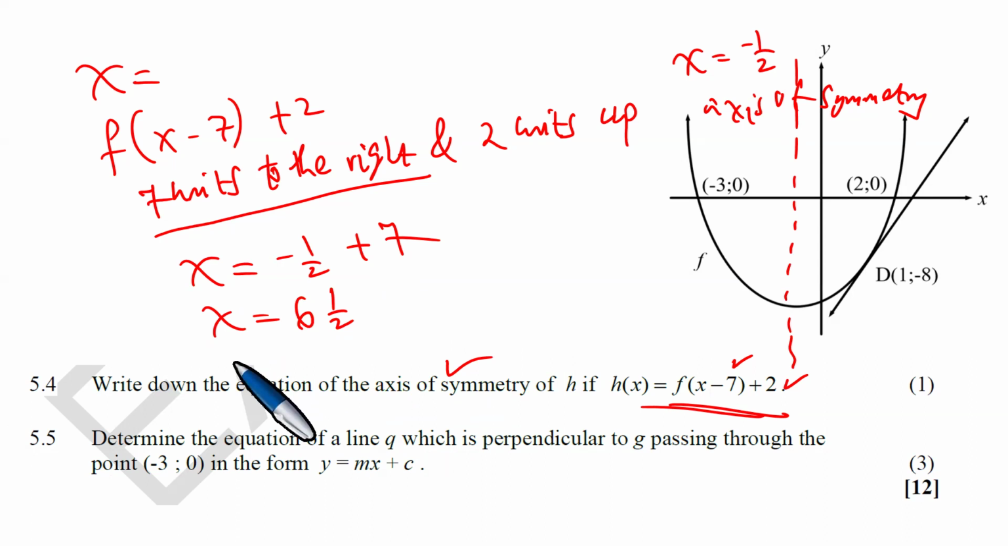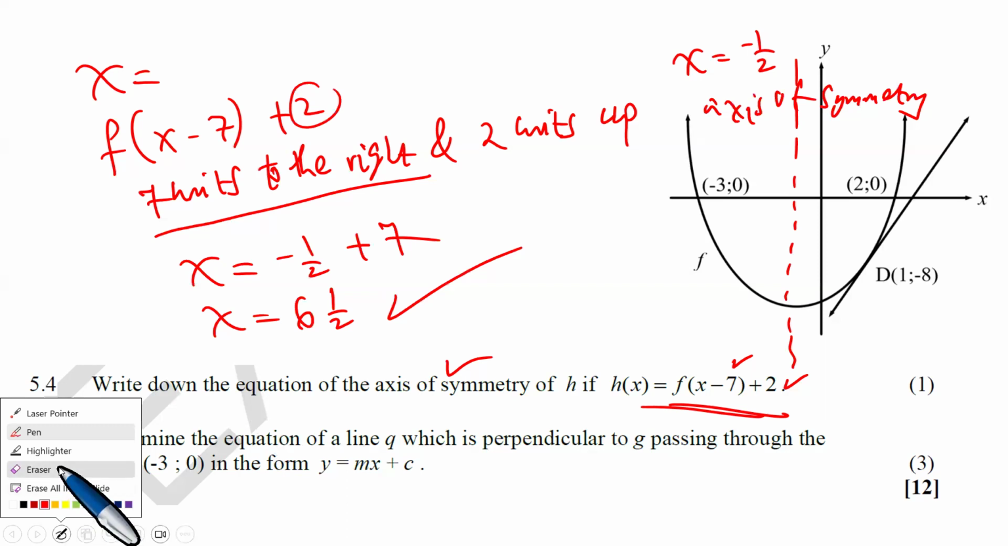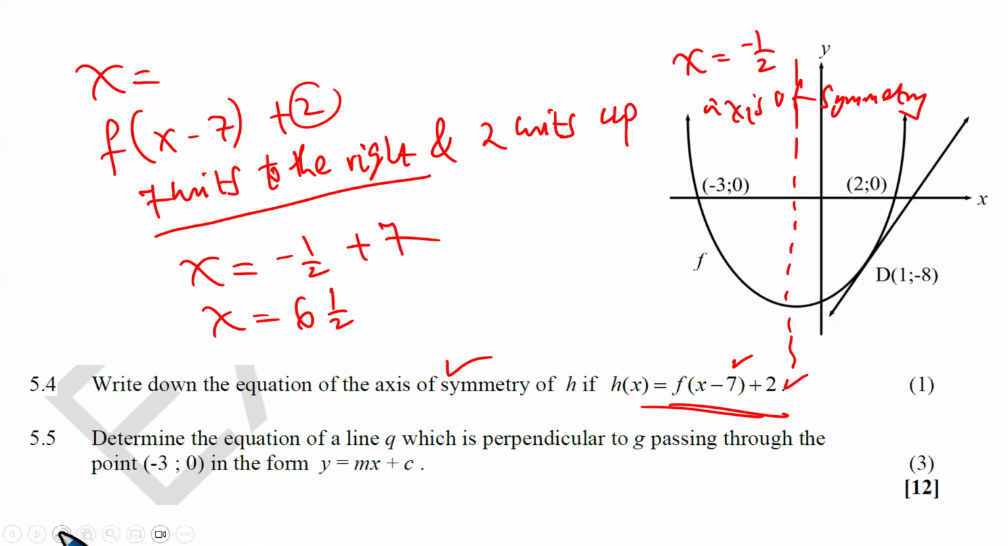So now I want to write down the axis of symmetry of this one. If you move the graph 2 units upwards, it cannot change the axis of symmetry. So even if you move it upwards, the axis of symmetry will still be the same. It will actually be 6 1/2 there. So pay particular attention to that and note that. Let's look at the next question, 5.5.